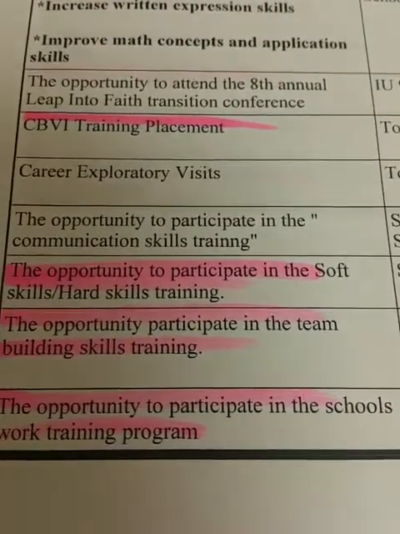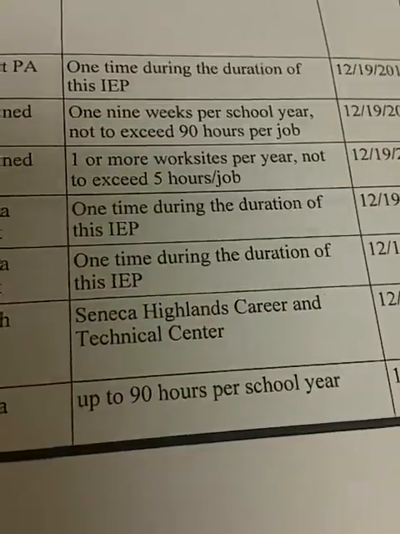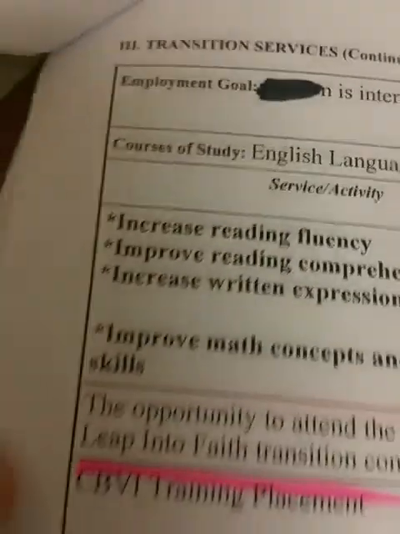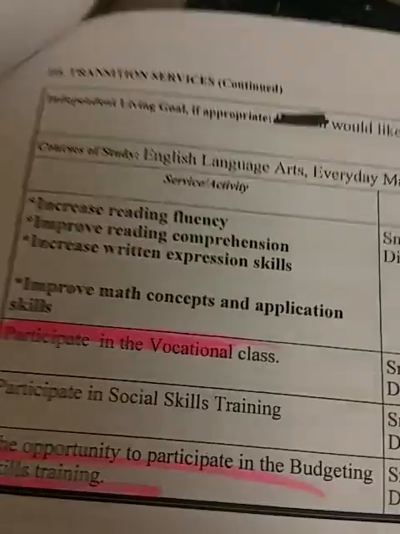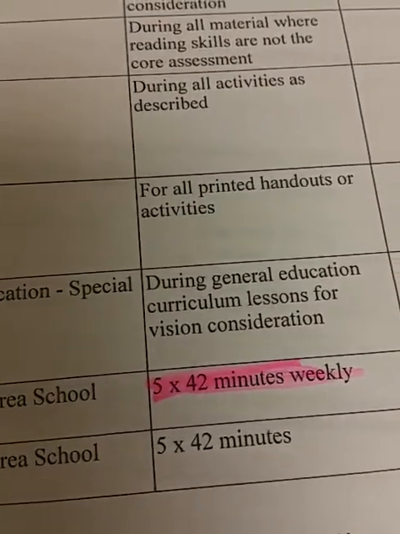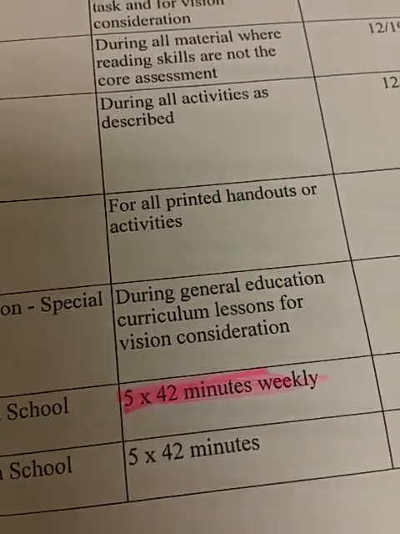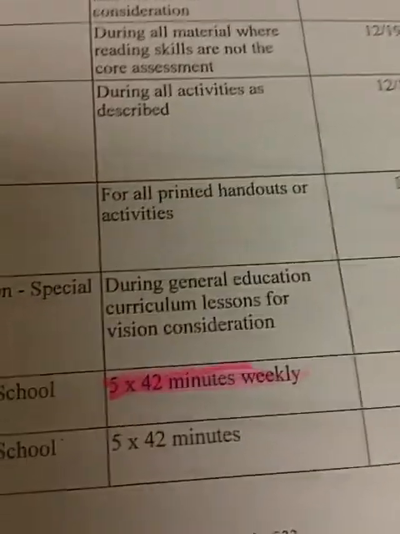Okay, and your frequency, just to touch on it: opportunity to participate in school's work, and we have up to 90. The CBI placement is 9 weeks per school year, not to exceed 90. And I did the grid for you guys, so you can take it from that. The next section that we're going to comment on is the SDIs, which is here. As you can see, life skills vocational training is 5 by 42 minutes weekly, because that class should take place every day, 5 days a week, and however many minutes your class periods are.